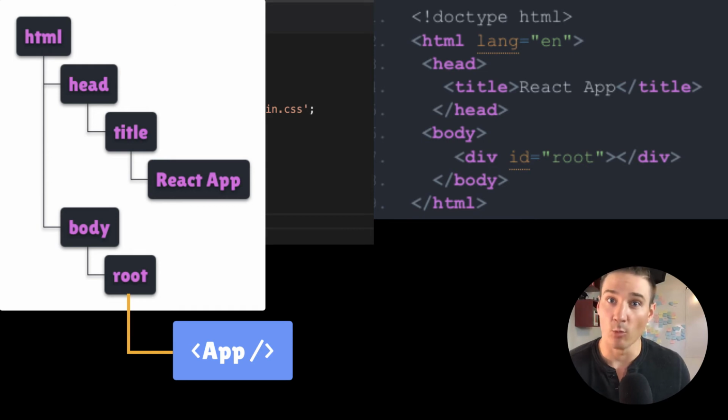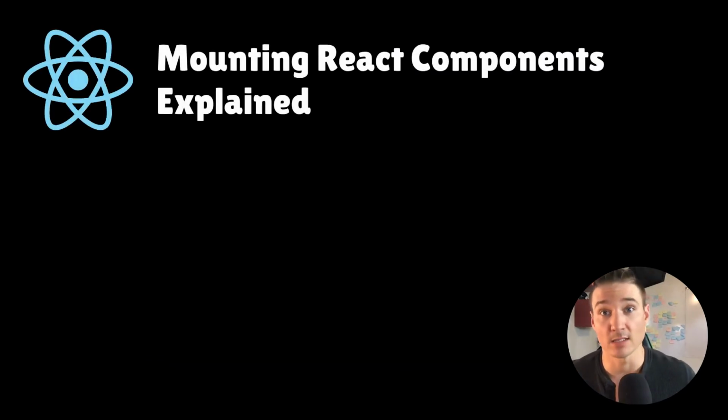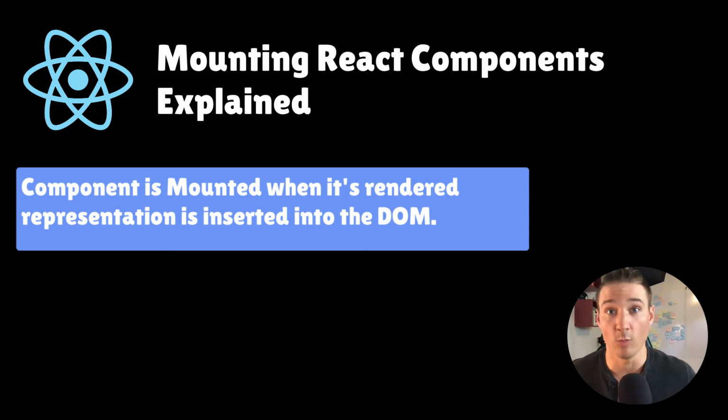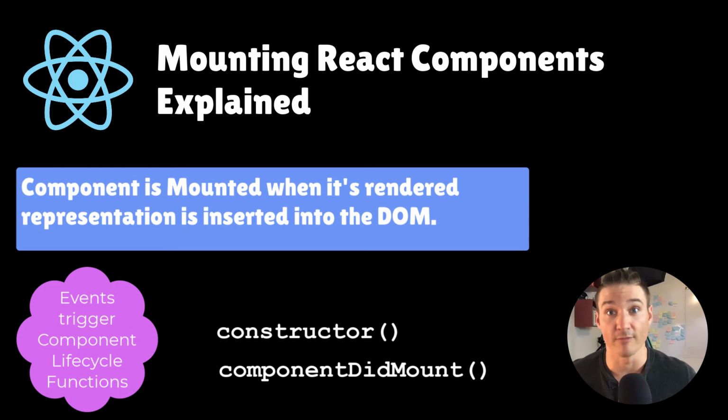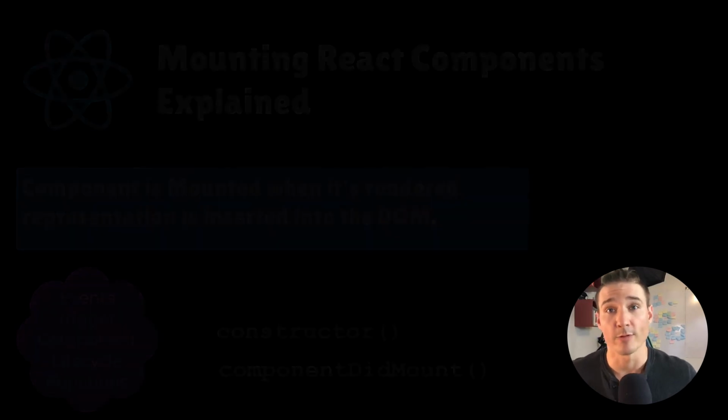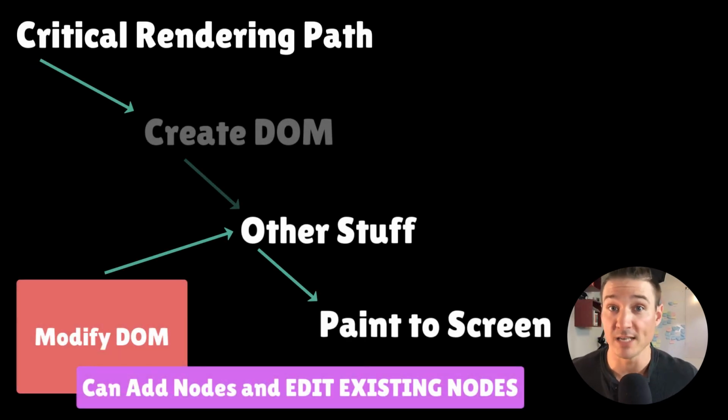The point at which that information is inserted into the DOM is what we call mounting a component. It's really that basic. React mounts your component when it inserts the rendered results of your component into the DOM. All of the lifecycle events that are triggered around mounting of a component happen whenever this event occurs. But remember, React can still just update the DOM.